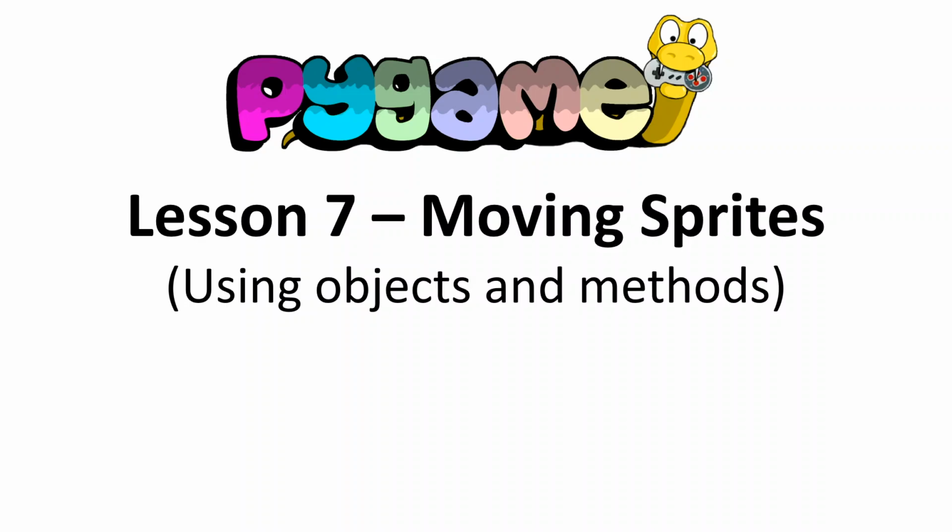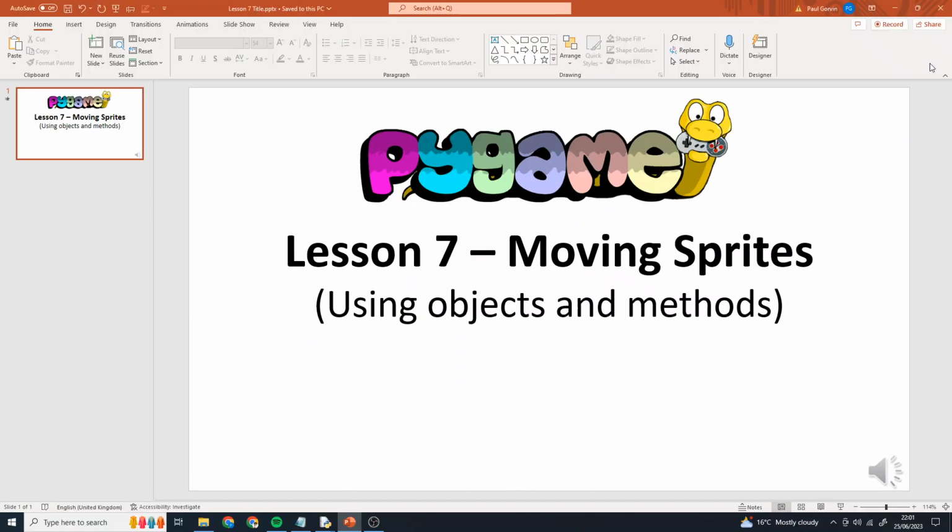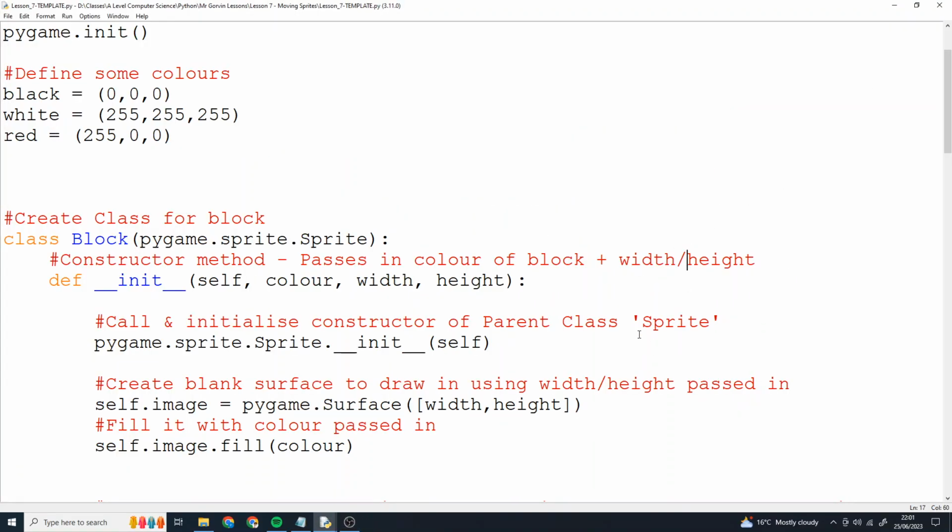Hello everyone, this is our next video tutorial using Pygame, and we're going to continue looking at using objects to make sprites move, and also using different objects with different methods within our program. Just as a quick recap, this is the template code I've given you. This is available for you to copy and paste, and it is basically the code we left off with last time.